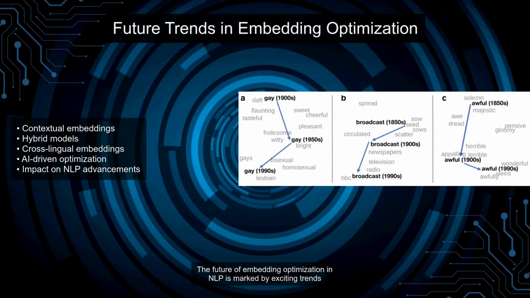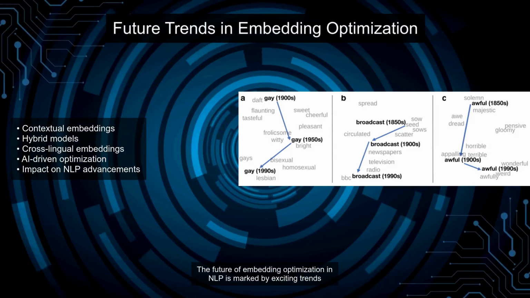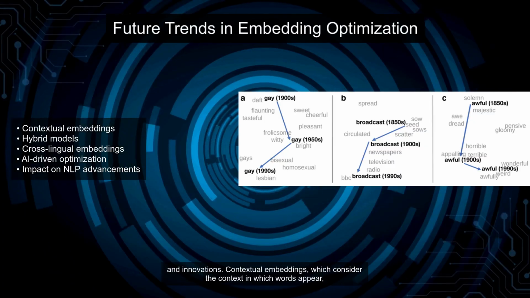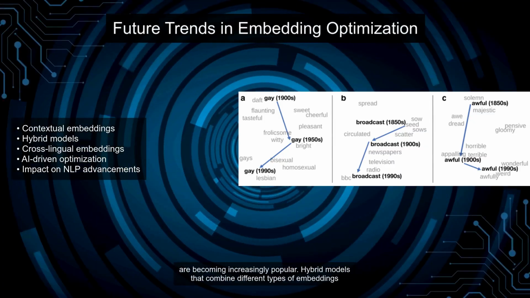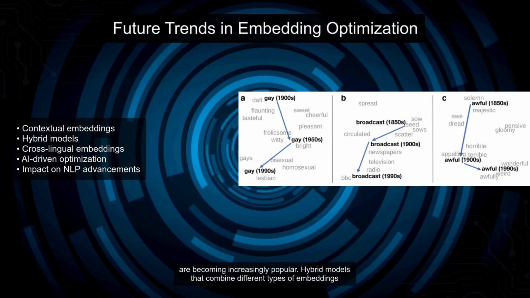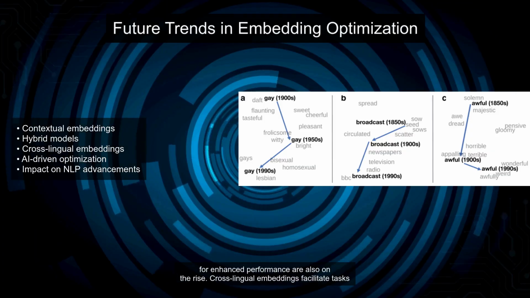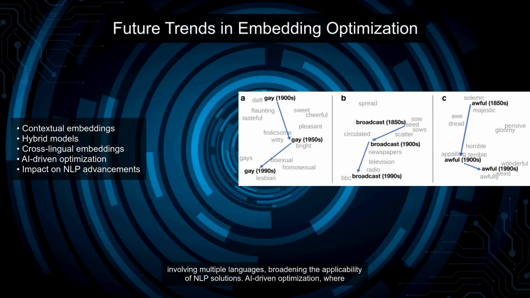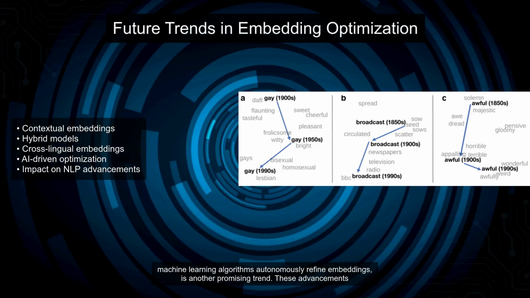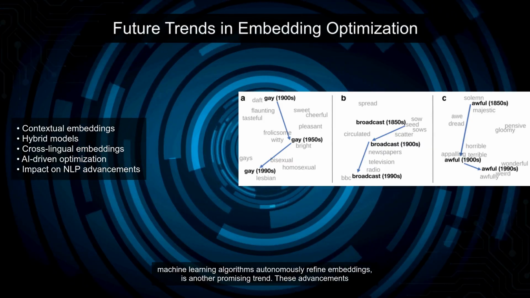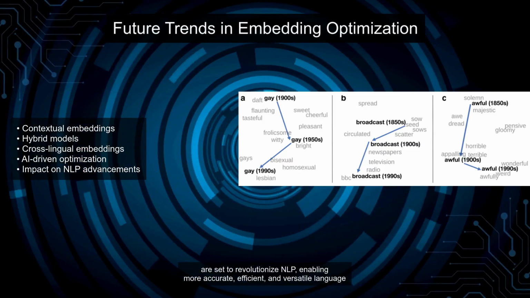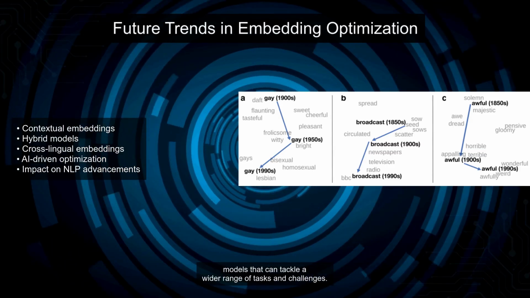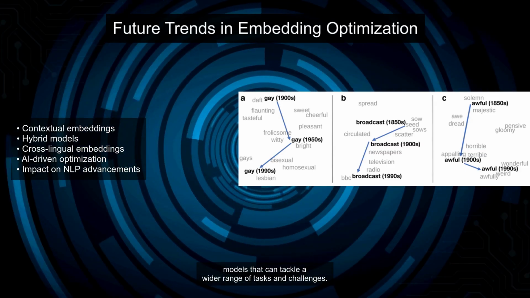The future of embedding optimization in NLP is marked by exciting trends and innovations. Contextual embeddings, which consider the context in which words appear, are becoming increasingly popular. Hybrid models that combine different types of embeddings for enhanced performance are also on the rise. Cross-lingual embeddings facilitate tasks involving multiple languages, broadening the applicability of NLP solutions. AI-driven optimization, where machine learning algorithms autonomously refine embeddings, is another promising trend. These advancements are set to revolutionize NLP, enabling more accurate, efficient, and versatile language models that can tackle a wider range of tasks and challenges.